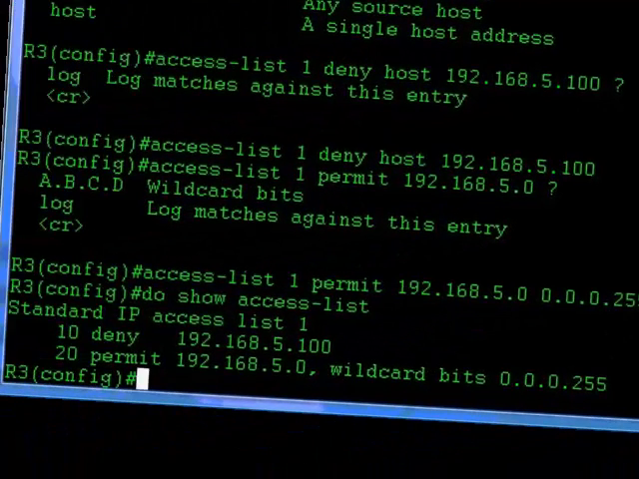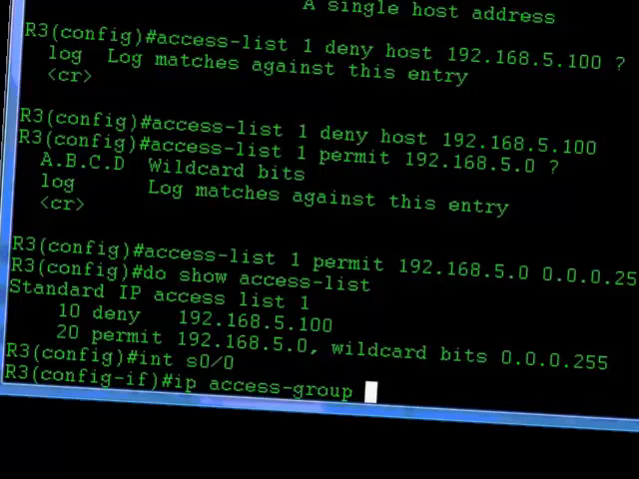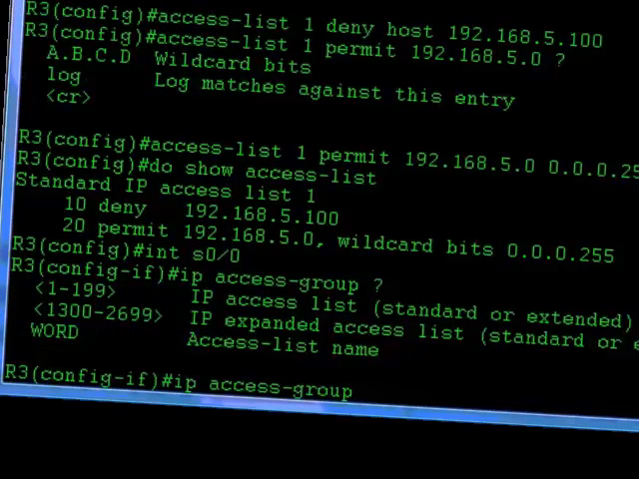So first step is to go into the interface 0/0, and then the command is access group. Why is the command IP access group? It is what it is. So once you hit enter, it'll ask you what number. So we used 1, so we will put 1, then hit question mark again.